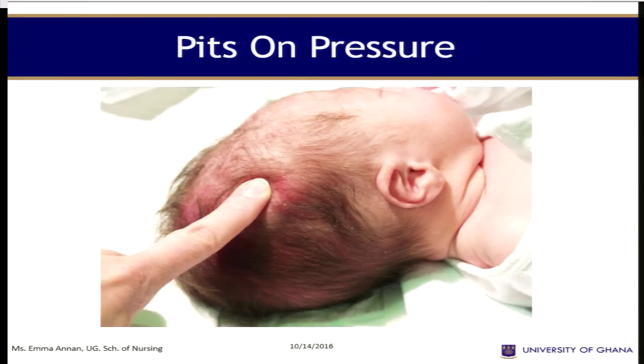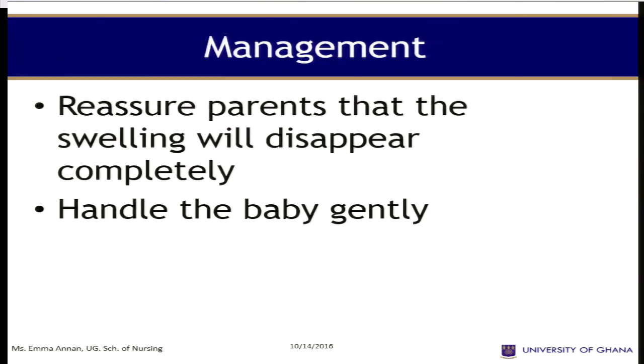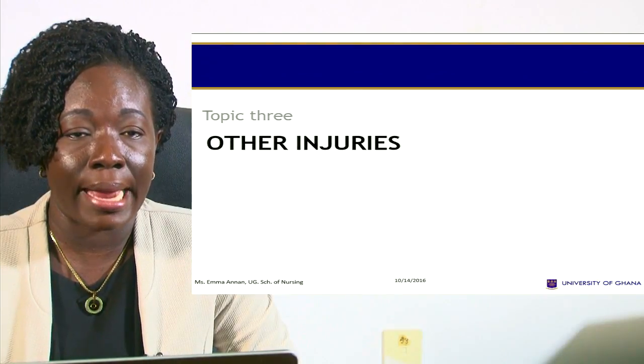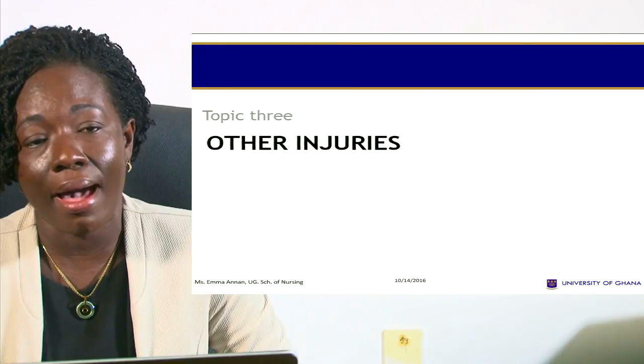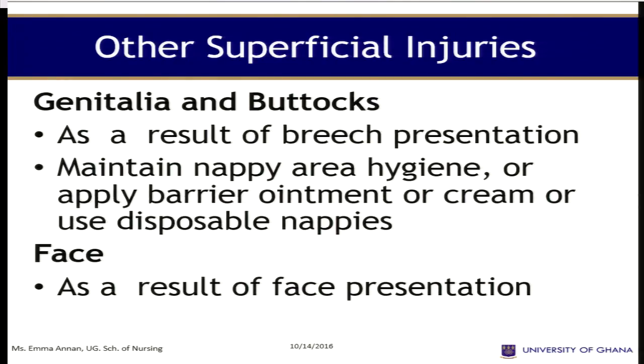So how do you manage Caput Succedaneum? You reassure parents that the swelling will disappear completely, and you handle the baby gently. Apart from caput and skin injuries, we have other injuries such as injuries to the genitalia and the buttocks. And this is as a result of breech presentation. All that you have to do is to maintain nappy area hygiene, or apply barrier ointment or cream to the area, or use disposable napkins.